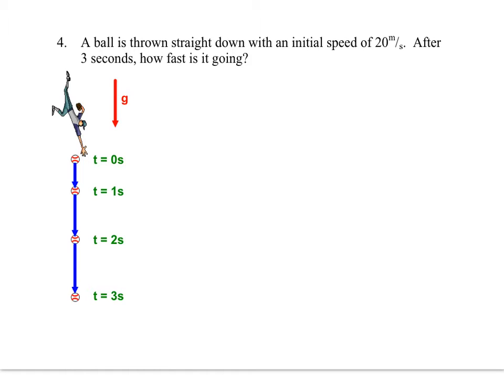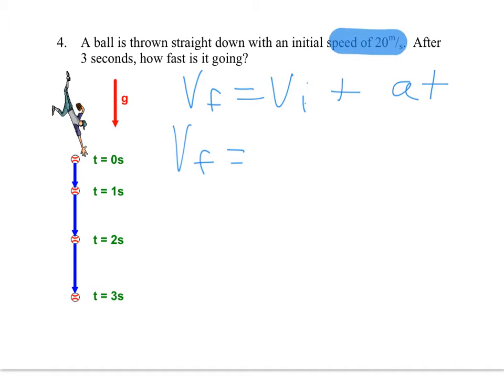Now we're going to apply the same thought process to another physics problem. Instead of money, we've got a ball thrown straight down with an initial speed of 20 meters per second. After 3 seconds, how fast is it going? This is again our instantaneous velocity equation, v final equals v initial plus acceleration times time. V final is equal to our initial speed, 20 meters per second.